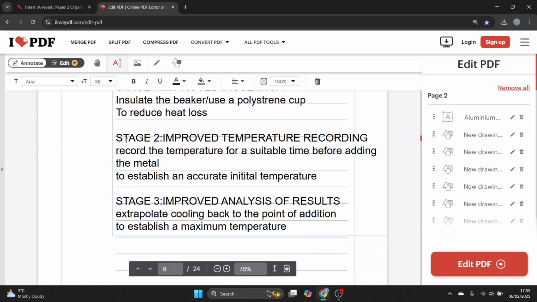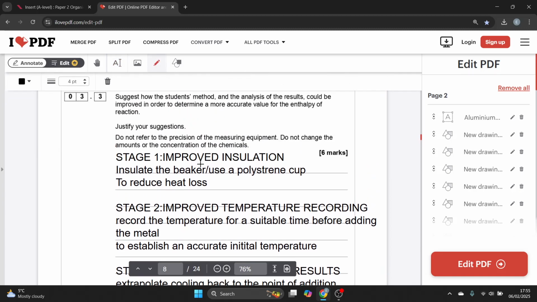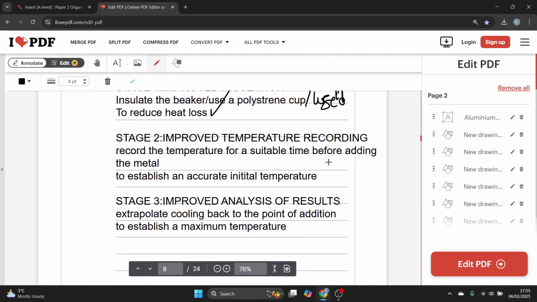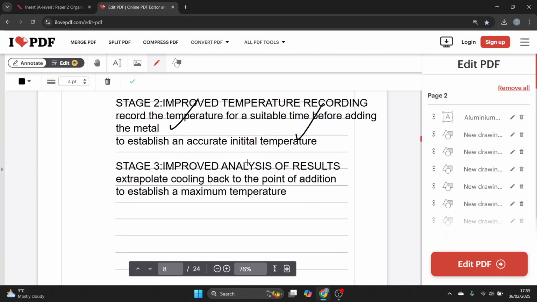That's it. Stage 1, improved insulation: insulate the beaker, use a polystyrene cup, use a lid. And all of these are designed to reduce heat loss. Stage 2, improved temperature recording: record the temperature for a suitable time before adding the metal, establishing an accurate initial temperature. Stage 3, improved analysis of results: extrapolate cooling back to the point of addition, to establish a maximum temperature.